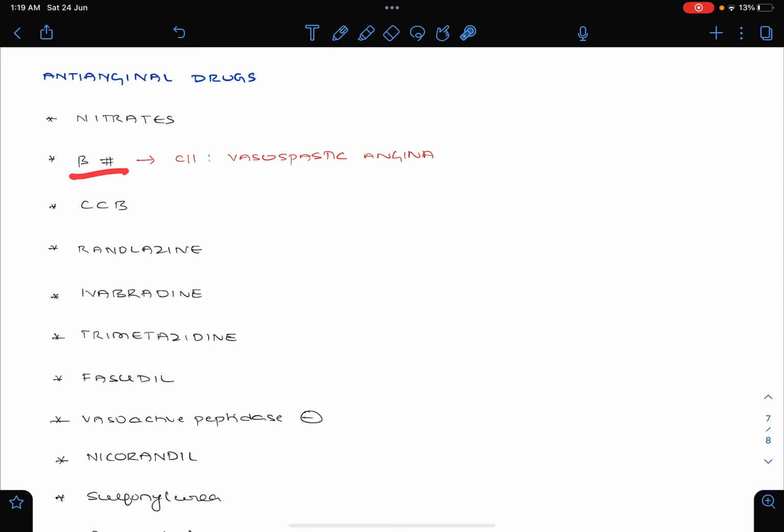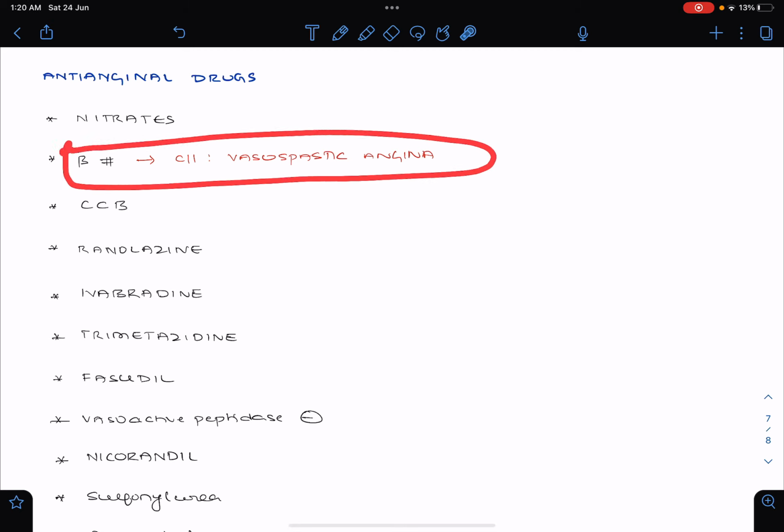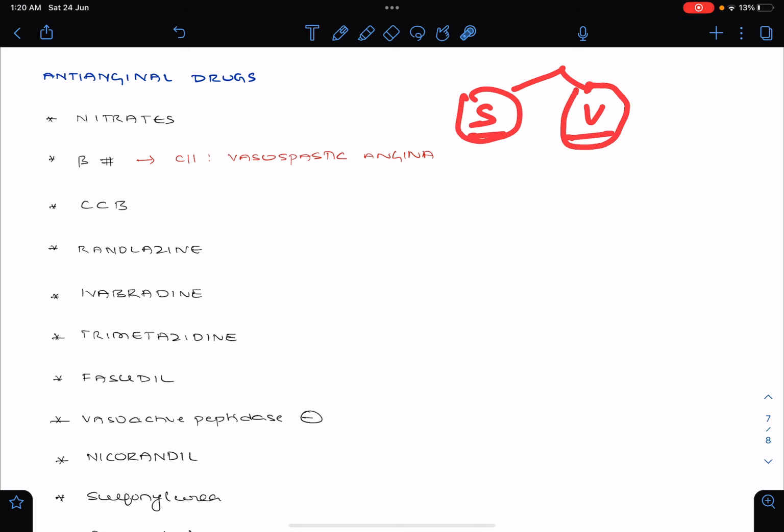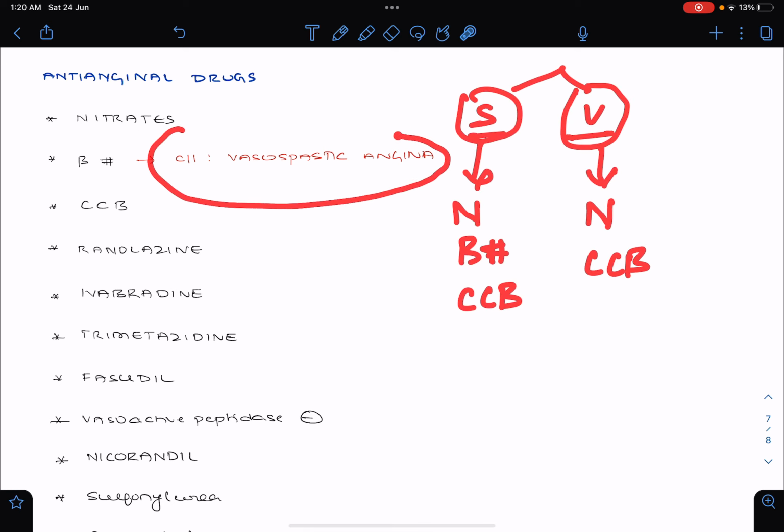So we have beta blockers. Please remember, beta blockers are contraindicated in vasospastic angina. We have two types of angina, one is stable and one is vasospastic. For stable angina, you can go for nitrates, beta blockers, and also calcium channel blockers. Whereas for vasospastic angina, you need to go for nitrates as well as calcium channel blockers, and beta blockers are contraindicated.